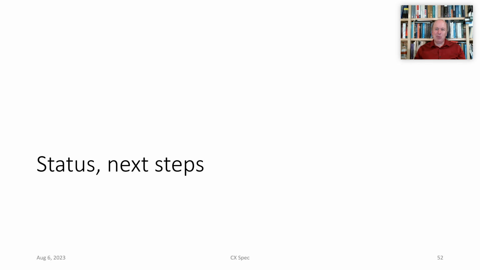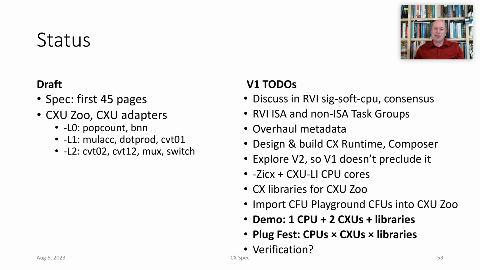So where are we at and what's left to do? As of August 2023, we have a solid draft spec for ZICX and CXU-LI, but much more work to do demonstrating the specification working in hardware and software. The project repo now includes a CXU zoo with RTL implementations of some CXUs and CXU adapters. For example, we have a combinational population count CXU and a pipelined subword parallel dot product CXU, as well as the 3 level converters 01, 02, and 12, and a level 2 switch.